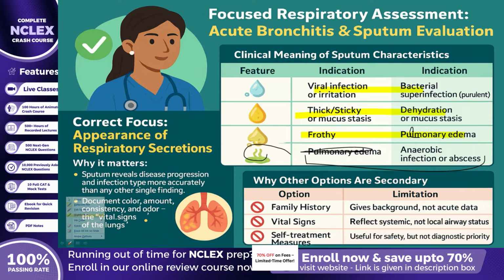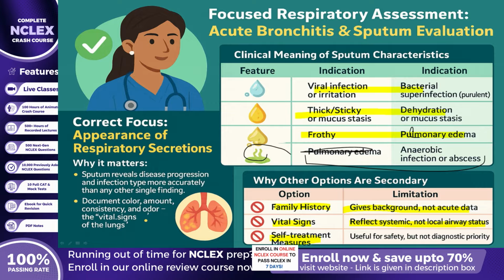Recording these features is vital for evaluating the client's progress and determining whether antibiotic therapy or further diagnostics like sputum cultures are needed. On the other hand, although assessing a family history of respiratory disease, option A, offers useful background on chronic conditions such as asthma or chronic obstructive pulmonary disease, it does not provide immediate insight into an acute bronchitic episode. Similarly, recording vital signs, option B, is always essential, but it primarily reflects systemic responses, like fever or tachypnea, rather than local airway changes. Lastly, documenting self-treatment measures, option D, such as herbal syrups or over-the-counter medications, helps identify potential interactions, but is secondary to the more urgent evaluation of sputum characteristics that directly guide the treatment course.